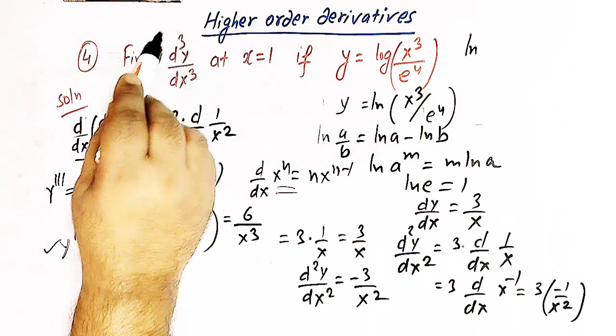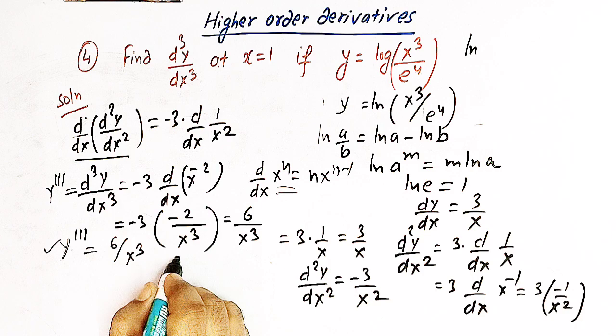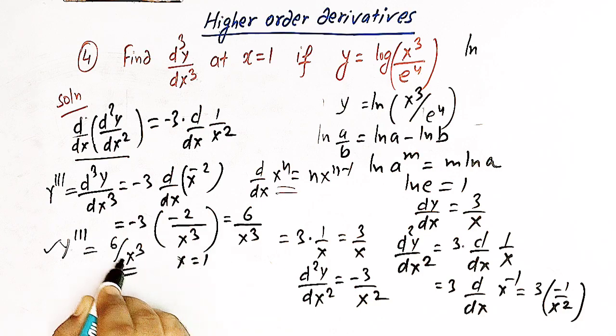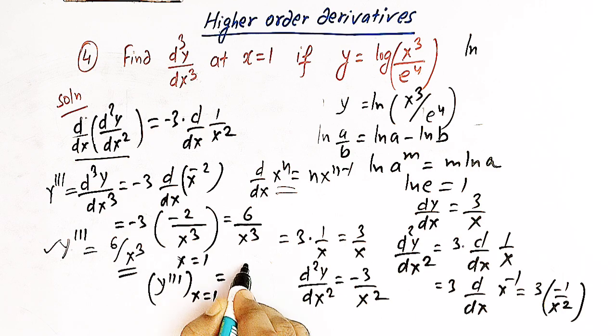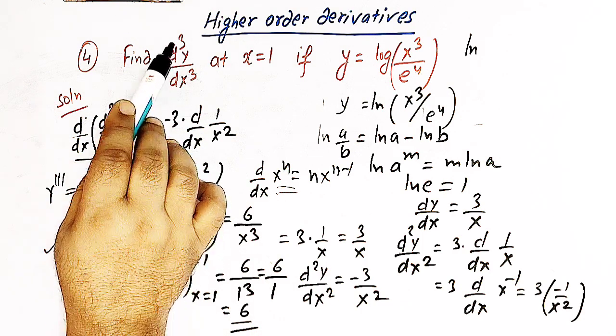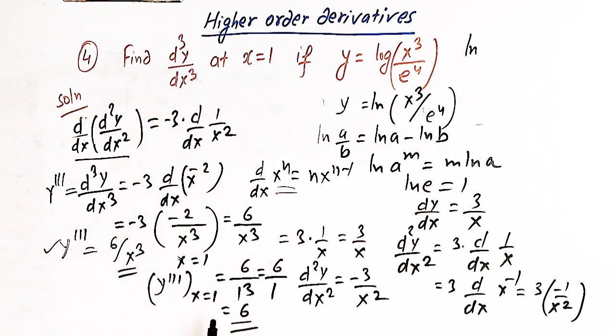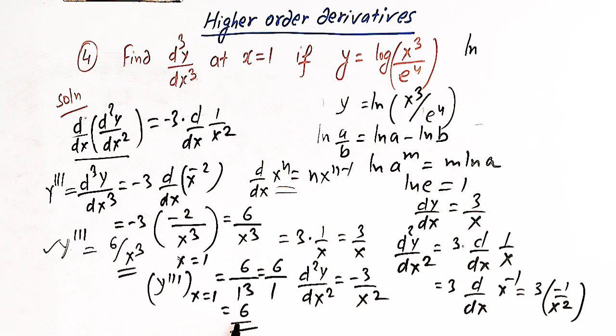Now we have to find the value of the third derivative at x is equal to 1. Taking x is equal to 1, the value of the third derivative at x equal to 1 is given by 6 over 1 cube. This is 6 over 1, because 1 cube is 1, that is equal to 6. So the third derivative at x is equal to 1 when y is defined like this is equal to 6.